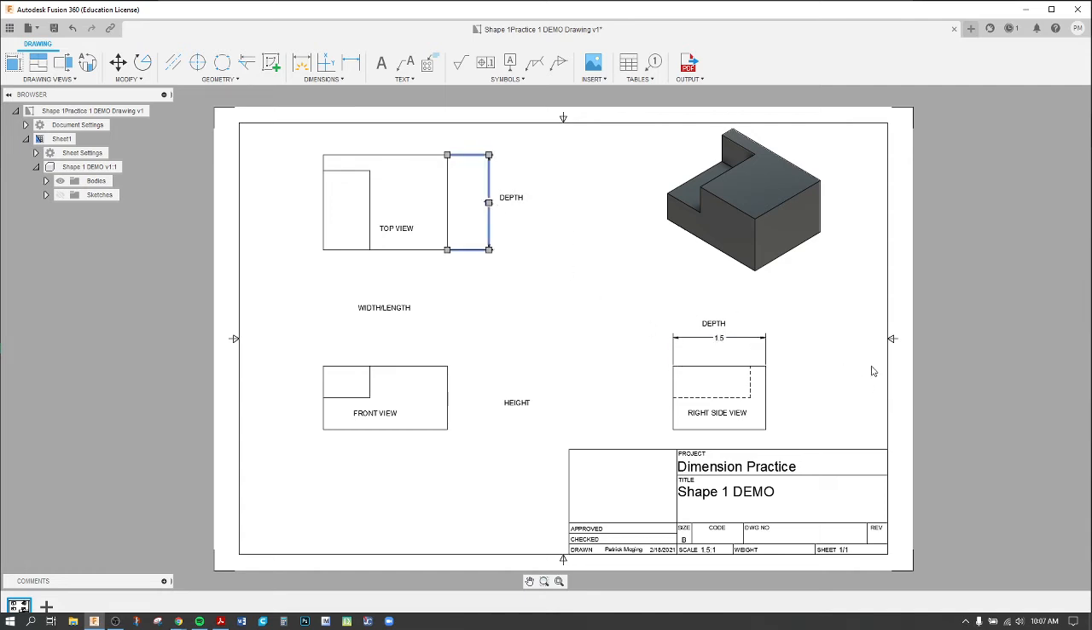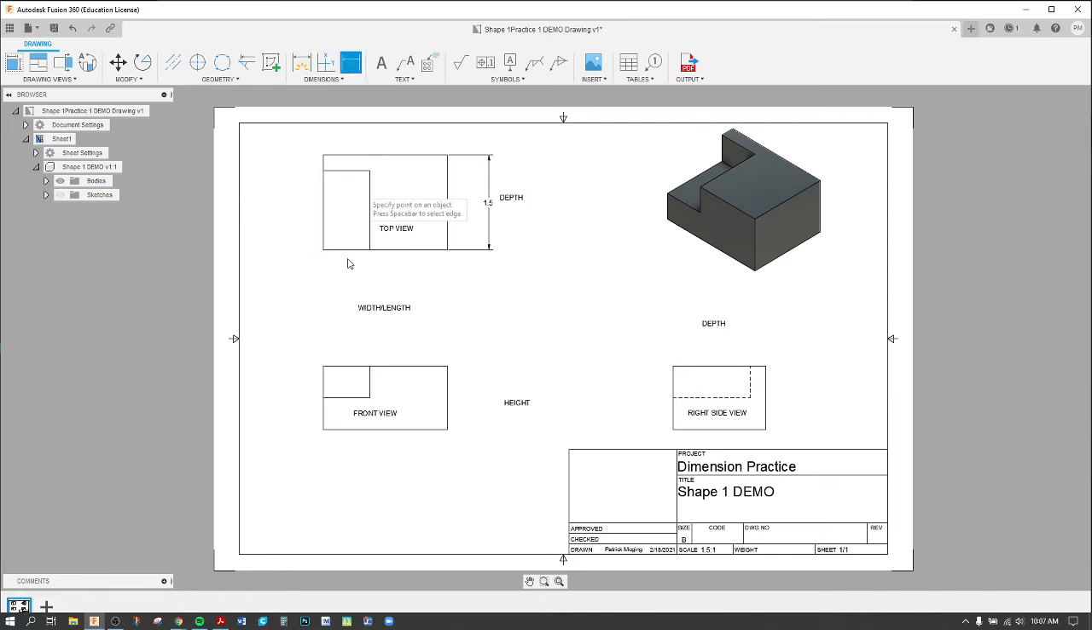That is a duplicate. Let me repeat that. That is a duplicate dimension right there. Alright, so we are over dimensioned at this point. You only need one of those, because that is showing the same thing twice. In this case, it doesn't really matter which one you remove. I'm just going to remove this one for example's sake. Alright, so now this is correctly dimensioned for your overall dimension, or overall depth.